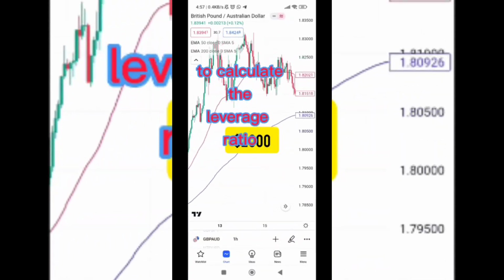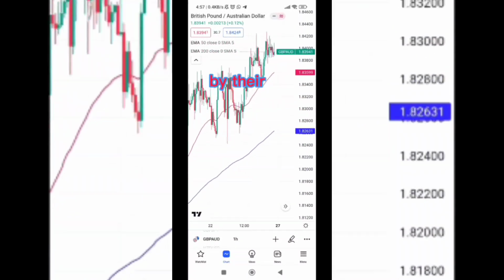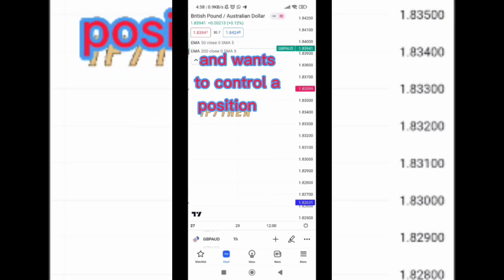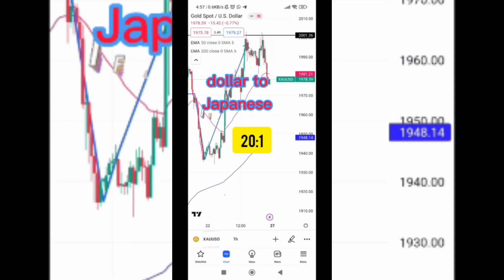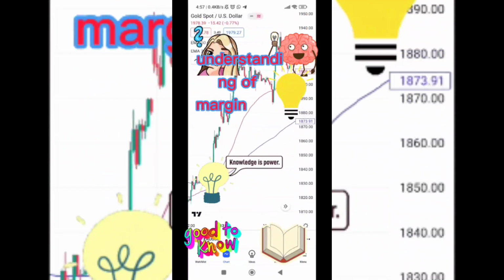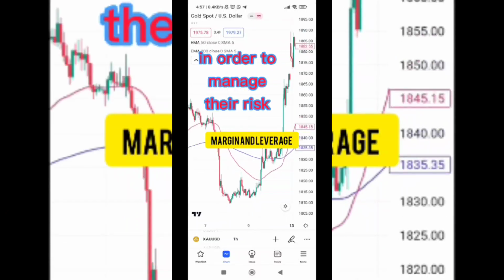To calculate the leverage ratio, traders need to divide the total trade size by their available capital. For example, if a trader has $5,000 in capital and wants to control a position of 100,000 units of US dollar to Japanese yen, the leverage ratio would be 20 to 1. It's important for traders to have a solid understanding of margin and leverage calculations in order to manage their risk and avoid margin calls.